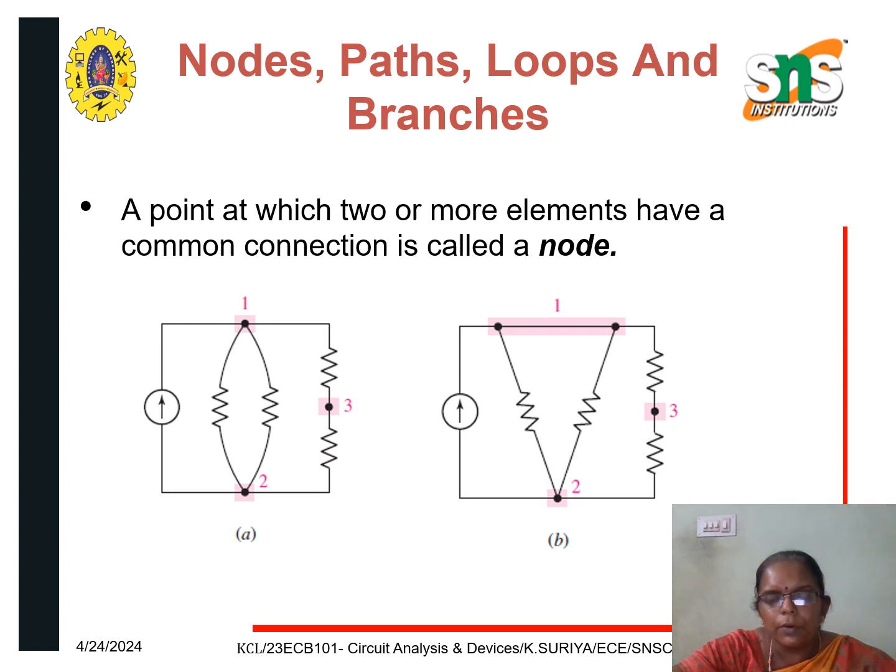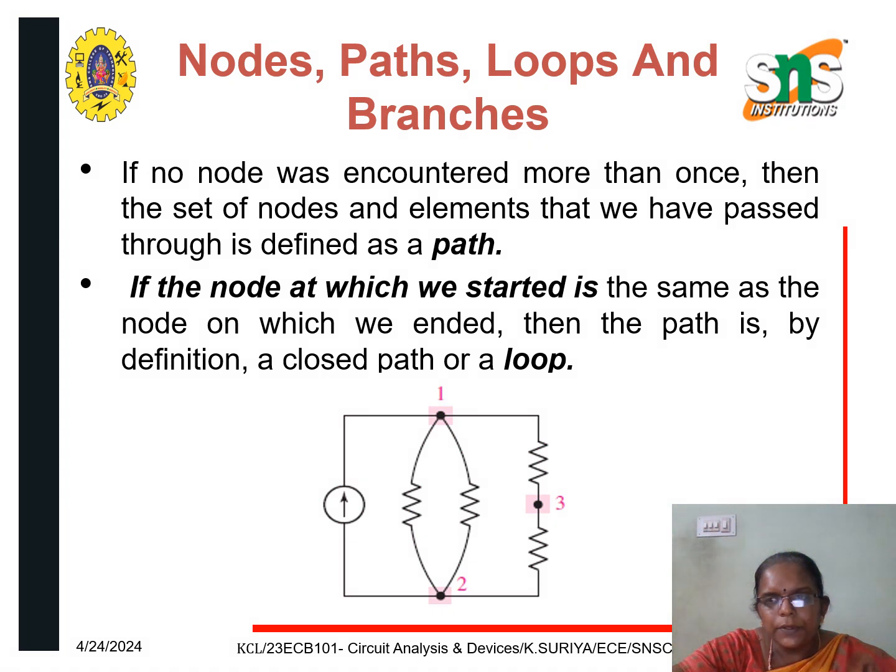So we'll just refresh what is a node. So node is nothing but a point at which two or more elements are connected together. Next one is a path. So a path is nothing but a way where the elements are connected.